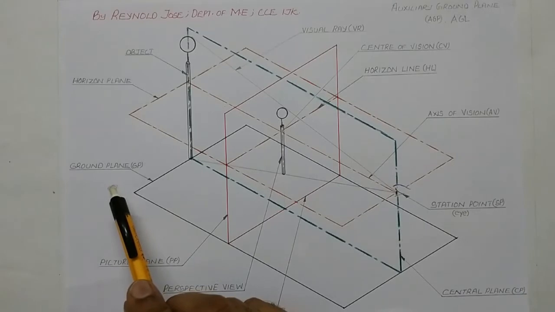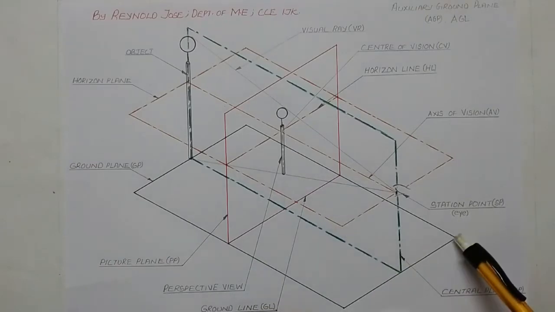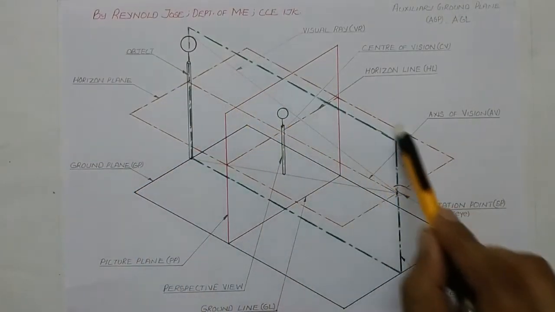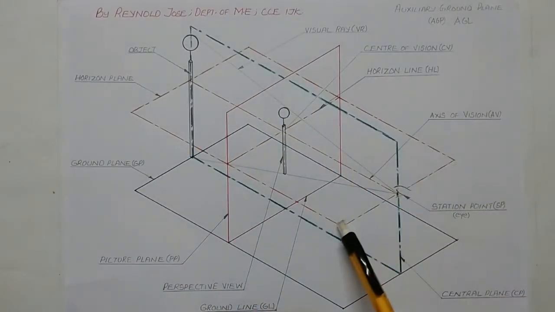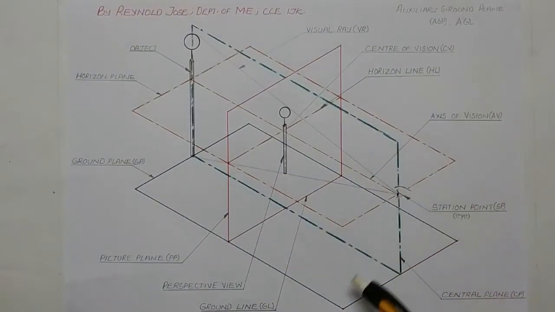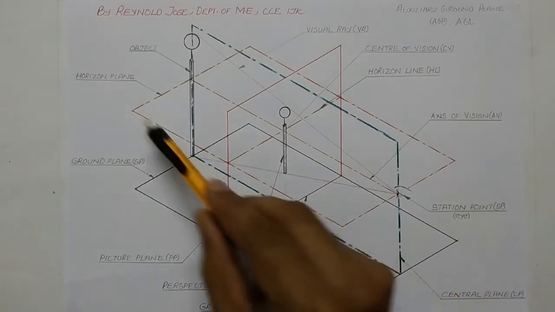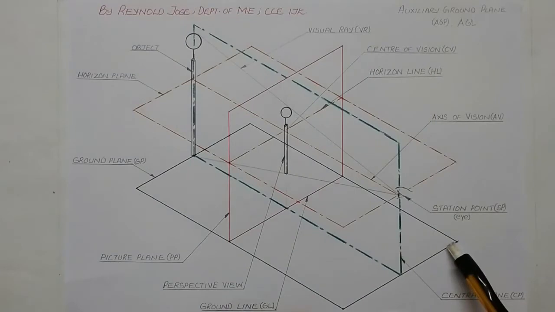This is something that is similar to our horizontal plane in the orthographic projection. And the next plane that we have to learn is known as the horizon plane. This orange colored plane is known as the horizon plane. The horizon plane is parallel to the ground plane. So the second plane is known as the horizon plane. It is parallel to the ground plane.